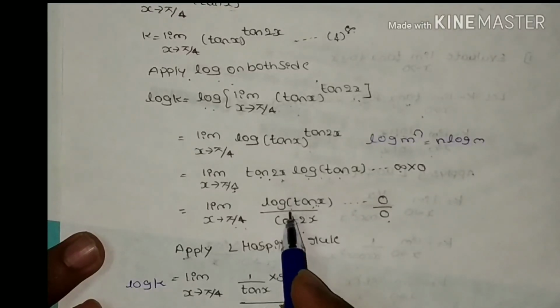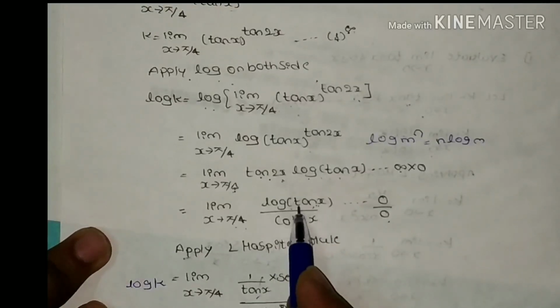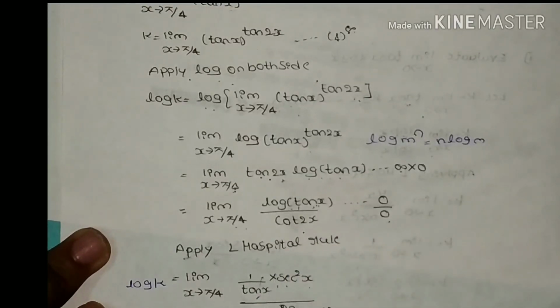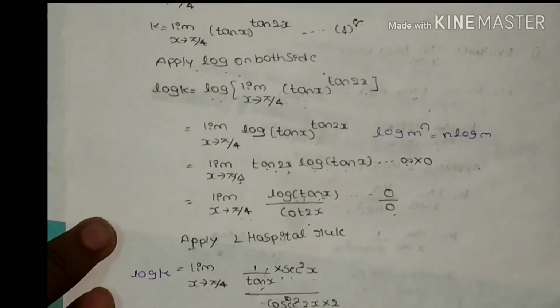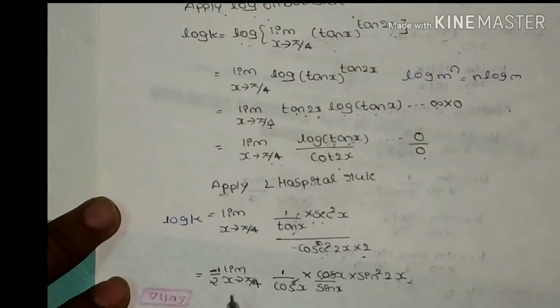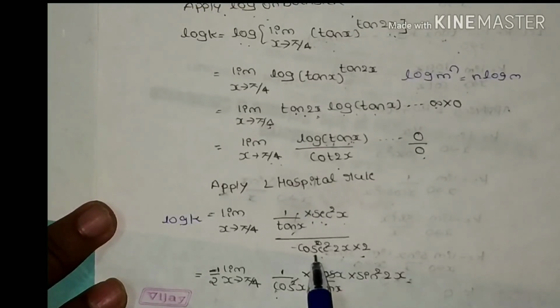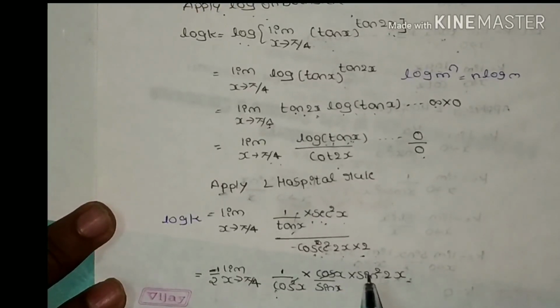So differentiate the numerator, log tan x: the differentiation of log x is 1 by tan x, and the differentiation of tan x is sec square x. In the denominator, minus cosec square 2x into 2. Here 1 by 2 is a constant, so take it outside from the limit: minus 1 by 2 limit x tends to pi by 4. Here sec square can be written as 1 by cos square x, into, in the denominator, cosec square 2x.